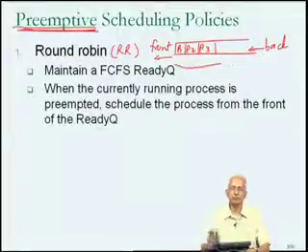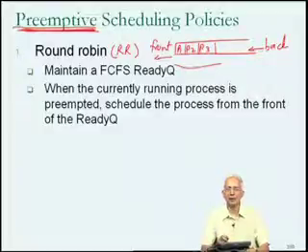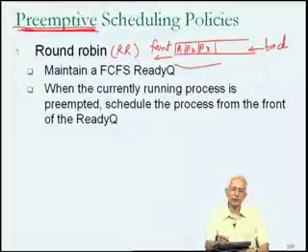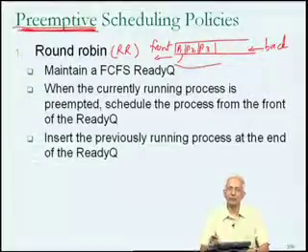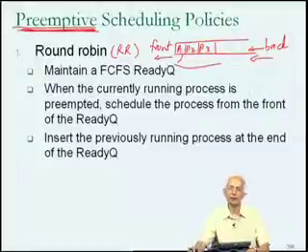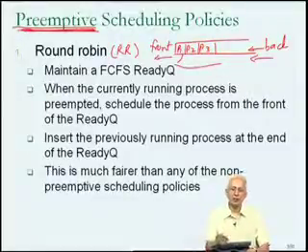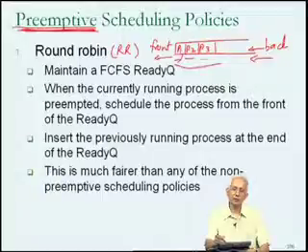Now remember, this is a preemptive policy, so sooner or later the currently running process will reach the end of its time slice and will have to be evicted on a context switch. When the currently running process is evicted, the scheduler will schedule the process from the front of the ready queue. And the process which was just running until the context switch occurred will be put at the back of the ready queue.